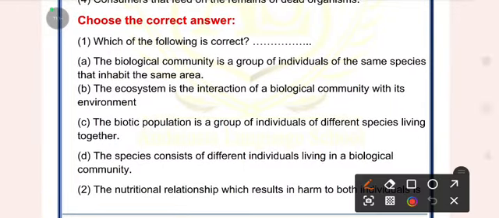Choose. Which of the following is correct? Which statement is correct? A: Biological community is a group of individuals of the same species? False. B: Ecosystem is the interaction of biological community with its environment? Yes. Biological community with environment? Yes. This is the true one. So the answer is B.